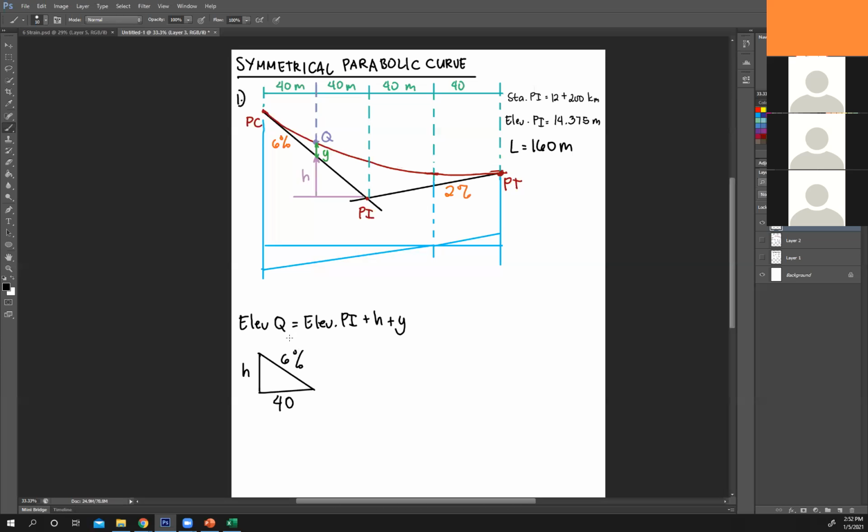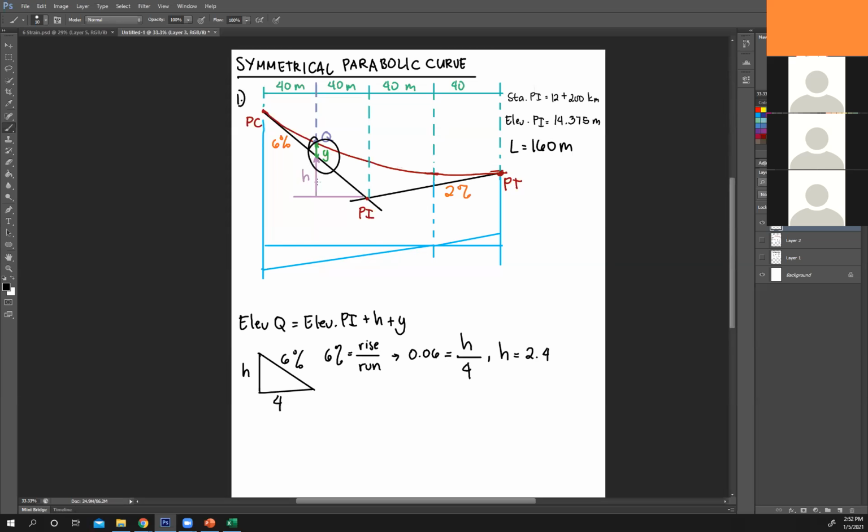So therefore, H, again, slope is just rise over run. So 6%, rise over run. So 6% is 0.06 equals rise, which is H, over run, which is 40. So H is just 0.06 times 40. So solving for that, H is just 2.4. Okay, now I got H. Next, how do I get Y? Y is this offset distance.